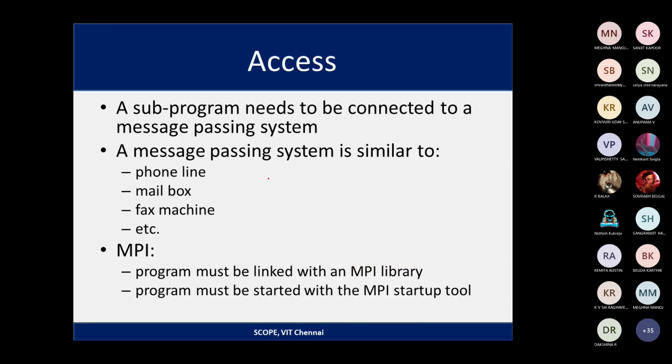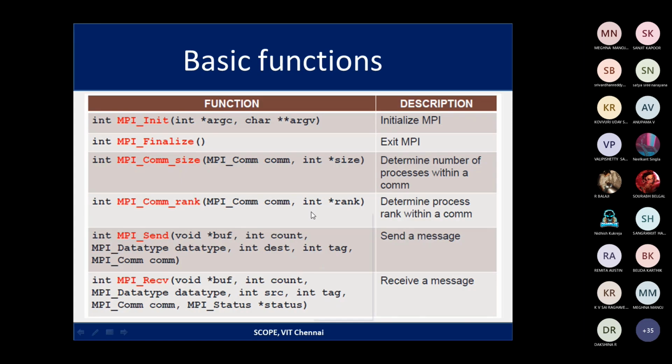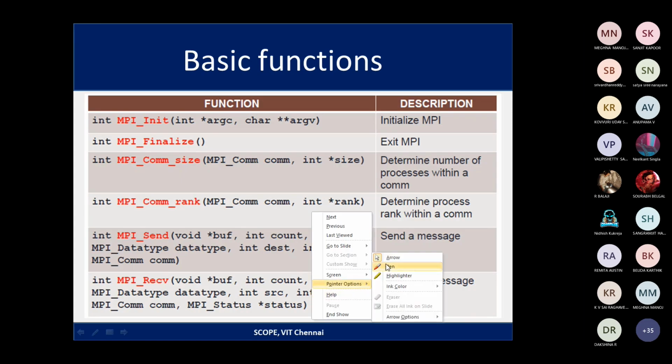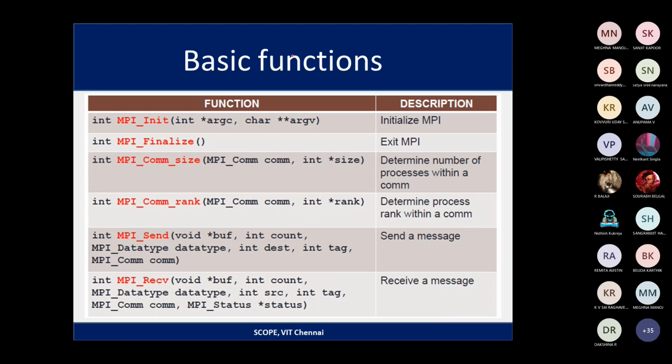So how will we get access? The subprogram has to be connected to the message passing system. The message passing system is similar to a phone line, mailbox, or a fax machine. In order to get access, the program must be linked with the MPI library, just like how we linked with the OpenMP libraries. The program must be started with MPI startup. So these are the 6 basic functions that we will be using for MPI.